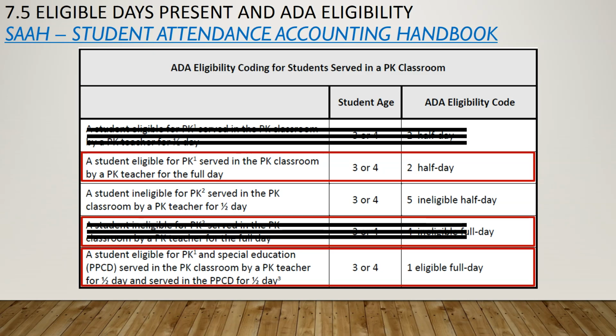And we have eligibility 1, a student eligible for pre-K and special education (PPCD) served in the pre-K classroom by a pre-K teacher for half day and served in the PPCD for half day. Again, the student has to be 3 or 4 years of age.